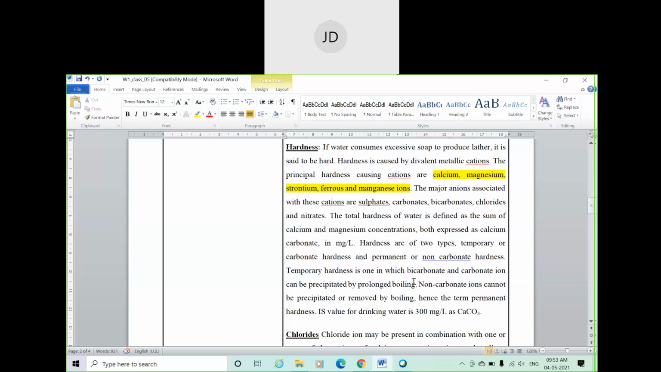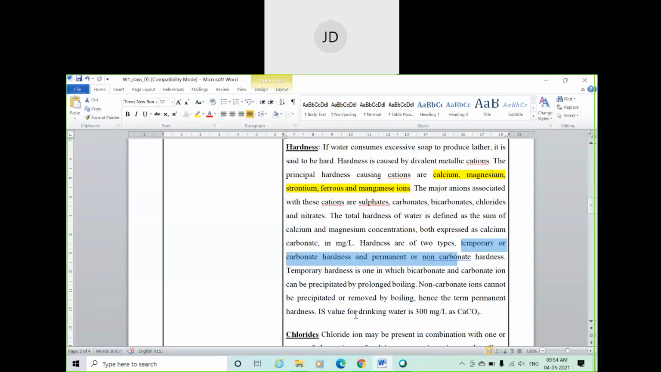That is your HCO3 and CO3, carbonate and bicarbonate hardness, and they are termed temporary hardness. That means from boiling we can only eliminate the temporary hardness, but to remove the permanent hardness, we have to go for different treatment processes like addition of lime soda. Using lime or soda, you can remove permanent hardness from water.